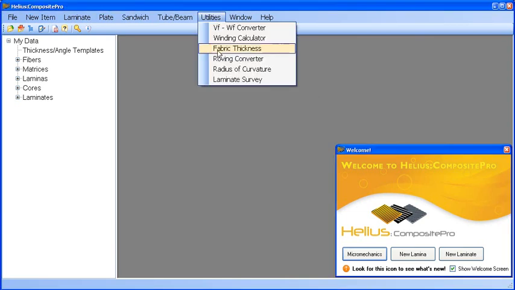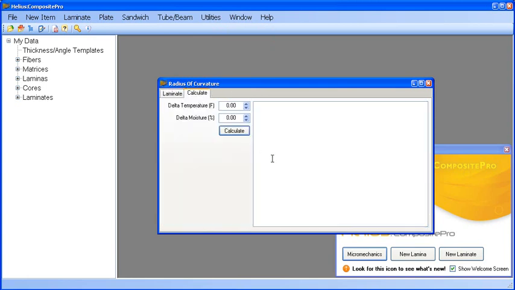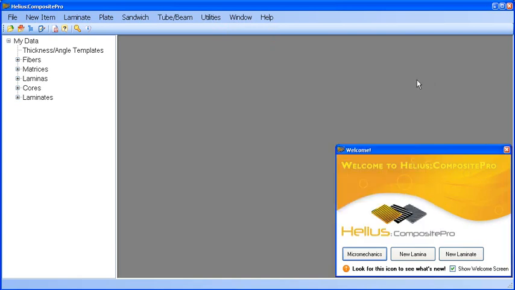The radius of curvature calculator calculates the radius of curvature and the inverse radius of curvature of a laminate due to thermal or moisture loads. This utility can also be found in the laminate menu under mid-plane strains and curvatures.